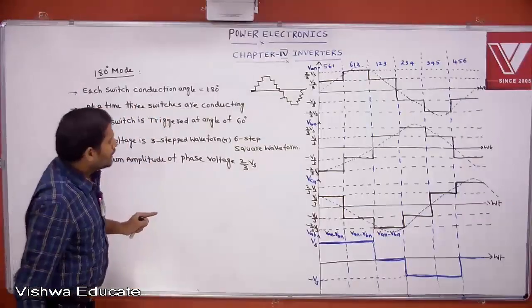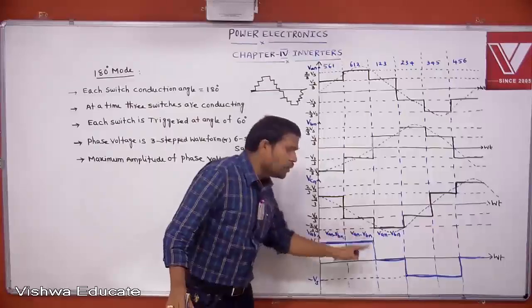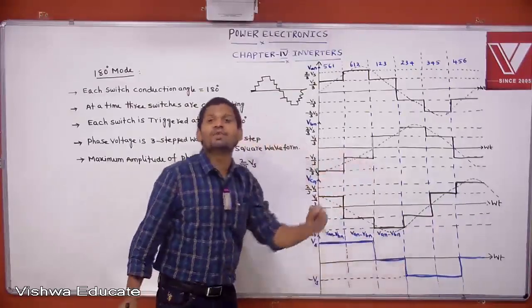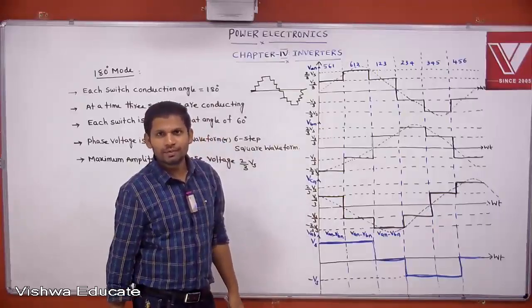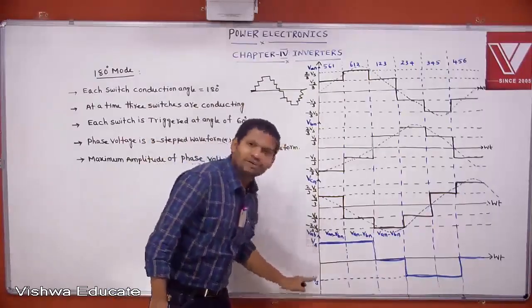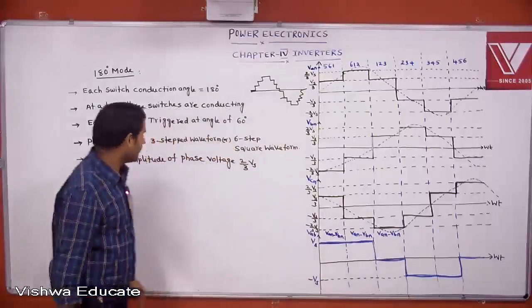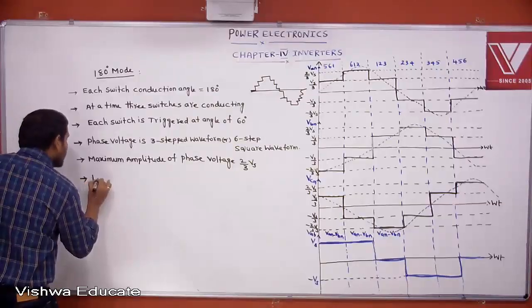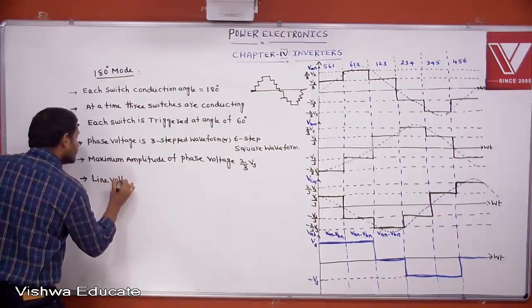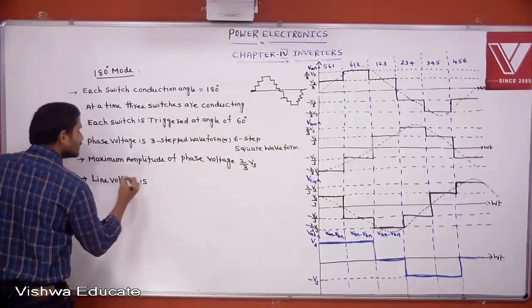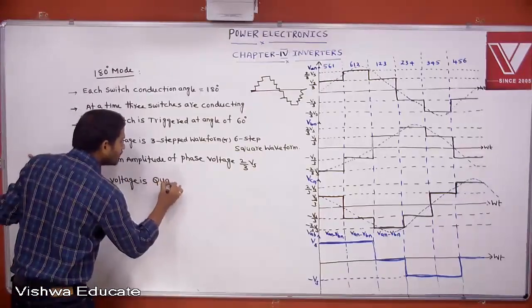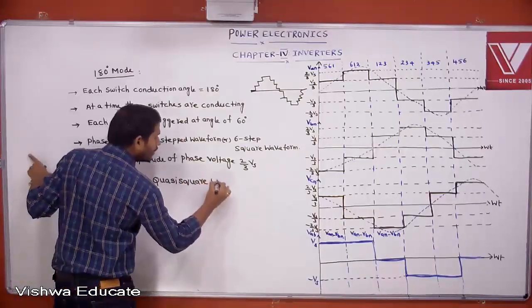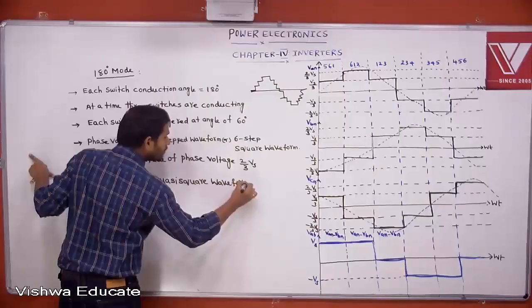What is the shape of the line voltage? Quasi-square waveform. The shape of the line voltage is a quasi-square waveform.